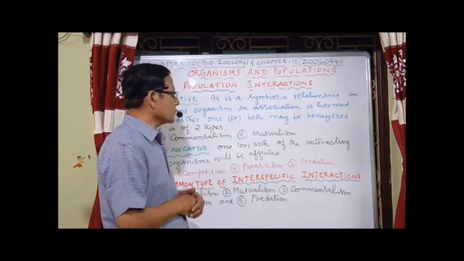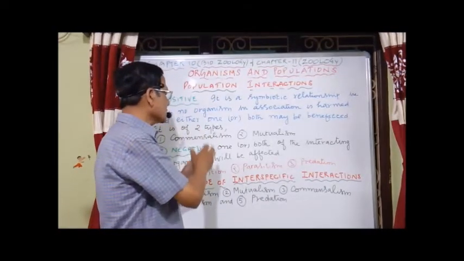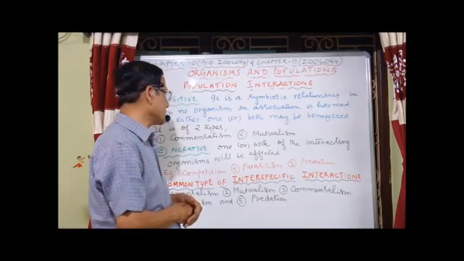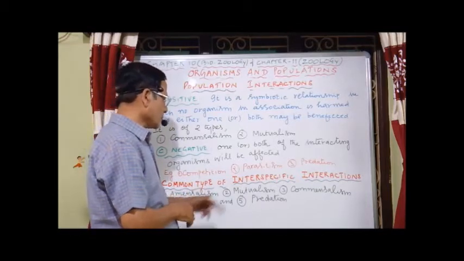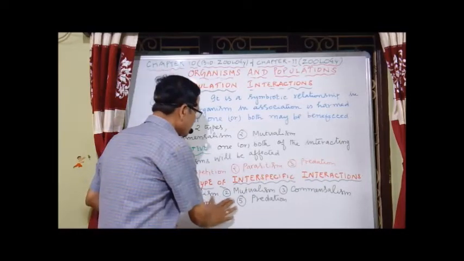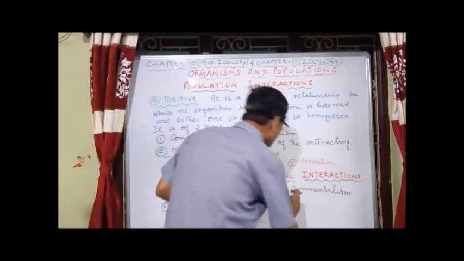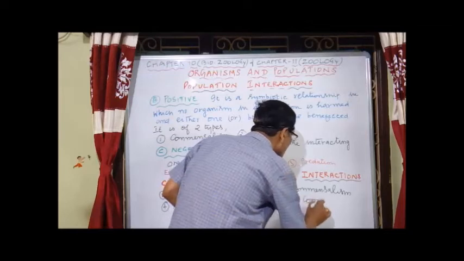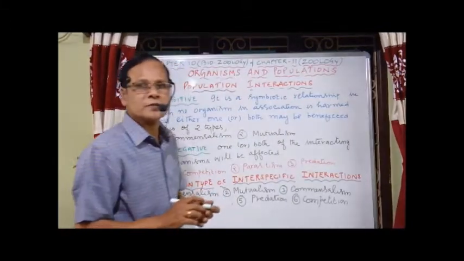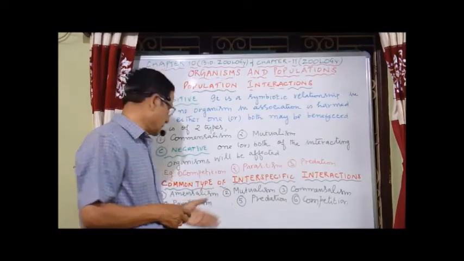Now, what are the common types of interspecific interactions? Collecting together commensalism, mutualism, competition, parasitism, and predation, along with one more, amensalism. So we have amensalism, mutualism, commensalism, parasitism, predation, and the sixth one, competition. So totally there are six different types of interspecific interactions. We have to discuss them one by one: amensalism, mutualism, commensalism, then parasitism.